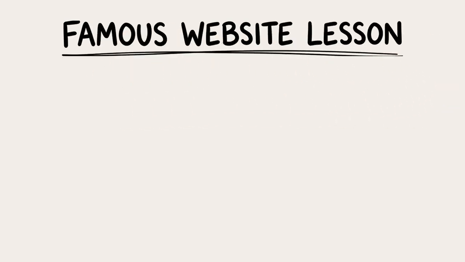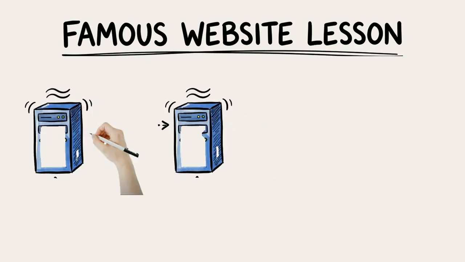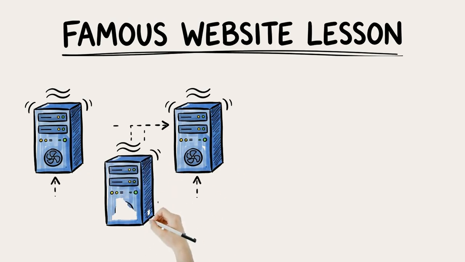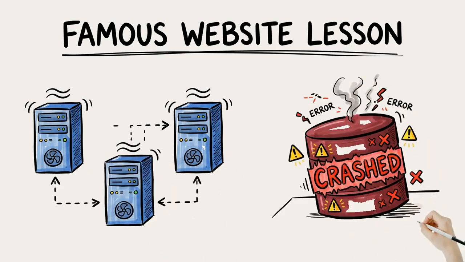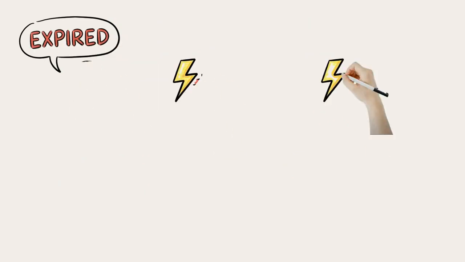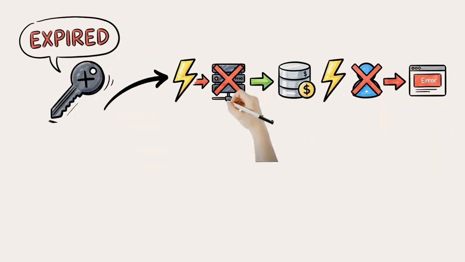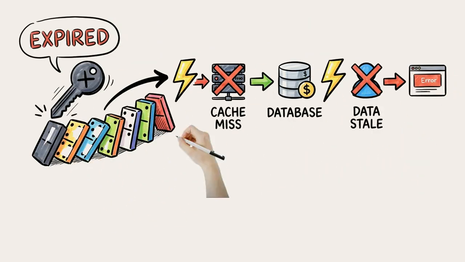Some years ago, more than one famous website learned the same lesson the hard way. Everything was fine, caches were humming, and then one single cache entry expired. Seconds later, their databases were on the floor. By the end of this video, you will know exactly how one expired key can do that, and how to make sure it never happens to you.